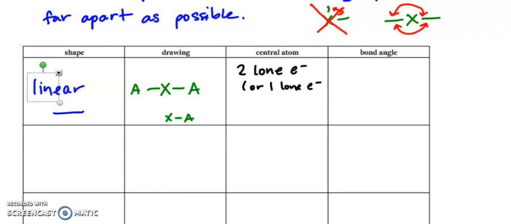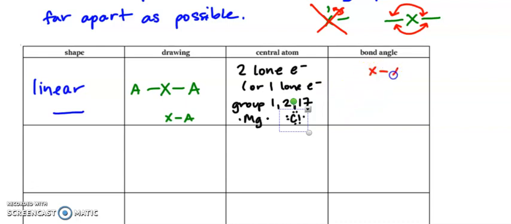These will be things like group 1, 2, or 17. So something like magnesium would bond like this. Something like chlorine would bond once, because it's got that 1 lone electron. Things like that. So the bond angle, if you look at the distance from here to here, would be 180 degrees, half of a circle.